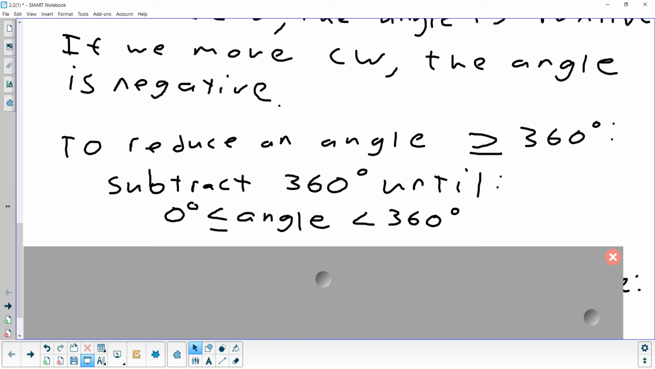But we don't want to keep subtracting 360 forever. We want to stop at one point. You want to stop before you get negative. If you subtract 360 too many times, it's going to go negative. So you always want your angle between 0 and 360.